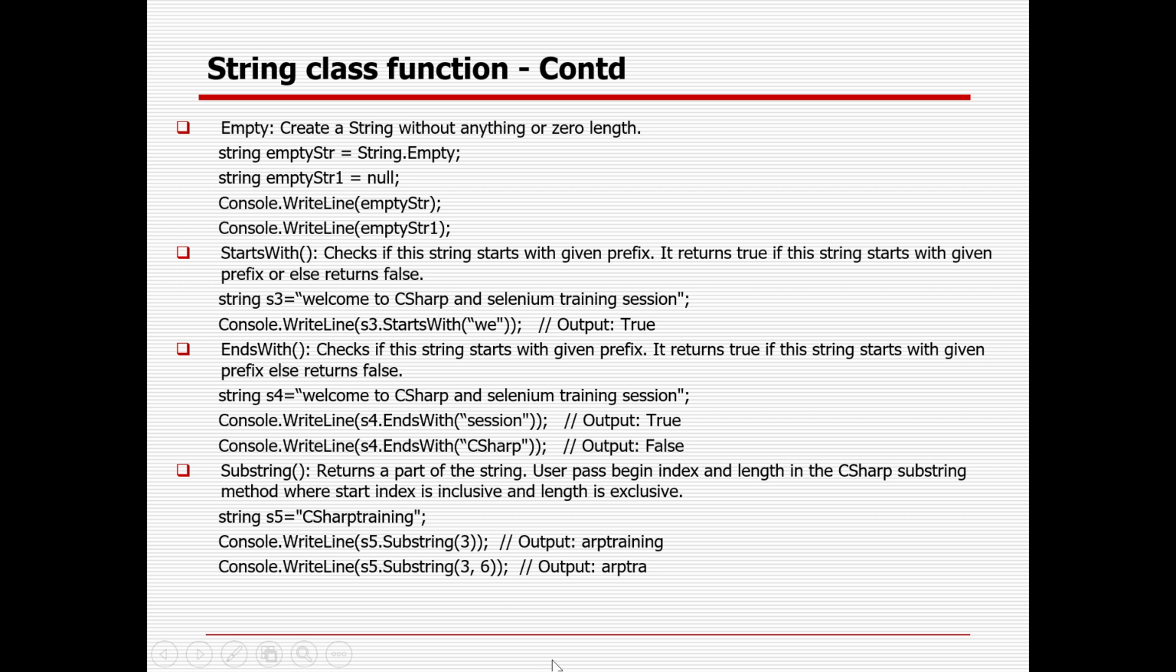Sometimes there are big strings available and I don't want to deal with the whole string. Instead, I want to get some particular characters, a few of the substring. Substring will return a part of the string. The user passes the begin index and length in the C# Substring method, where the start index is mandatory or inclusive and the length is optional.